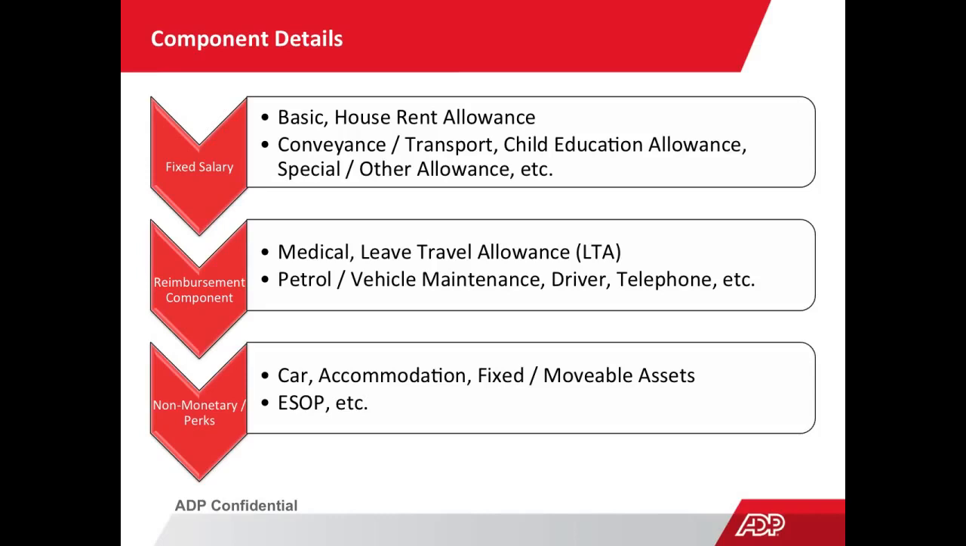There are certain non-monetary and perquisite benefits that are generally included as part of the salary for certain senior level executives, such as company provided car, company provided accommodation, fixed and movable assets, and ESOPs. All those benefits which are not monetary in nature are called non-monetary benefits or perquisites.